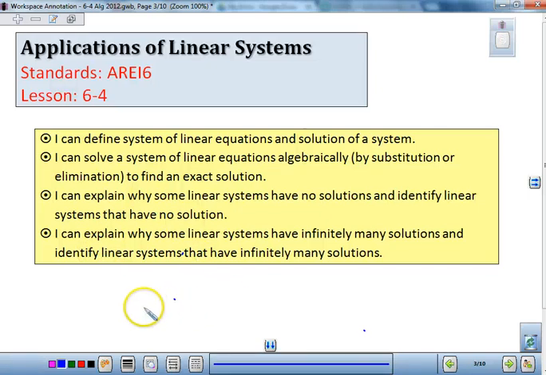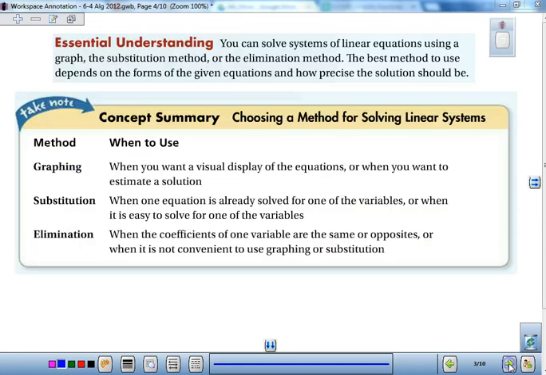After working with linear systems and the three different ways of solving them, the key thing now is to do real life applications. So lesson 6.4, what we're mostly going to be looking at is all the story problems and which type of solution, or how we should solve it, which method we should use. We'll be looking at all three of them, graphing, substitution, and elimination, but most of the time, substitution and elimination, as we look at our essential understanding.